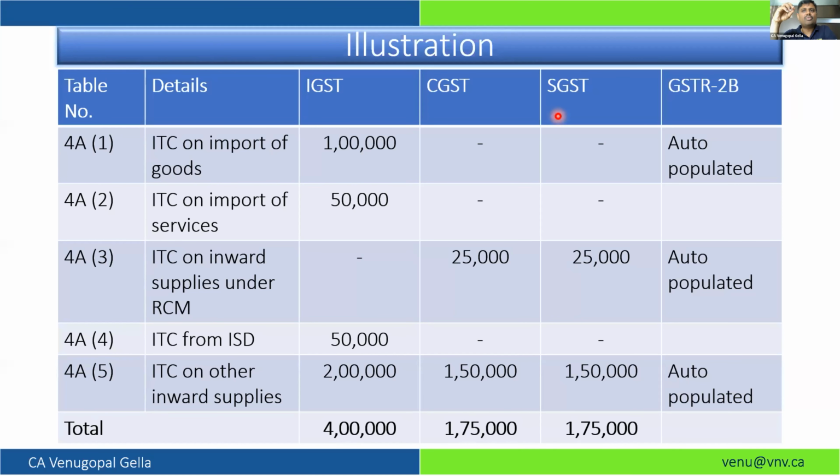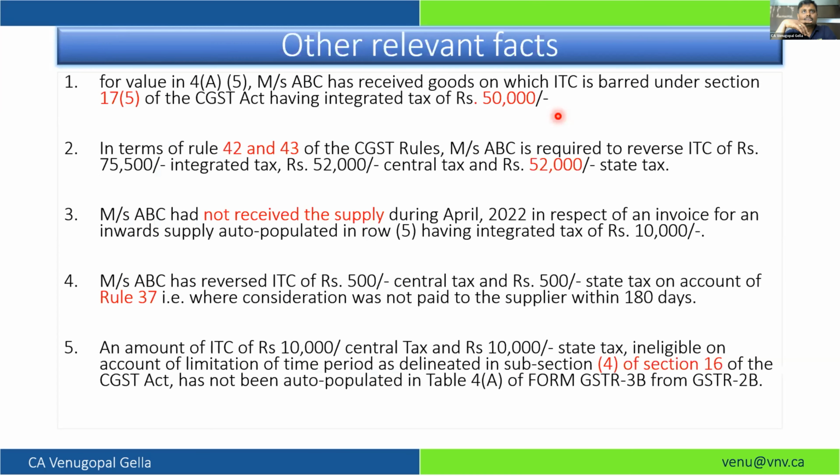Various scenarios is what we are going to see. Next slide. Scenario 1: your 4A5 has a value of some items which you have purchased, which is barred under section 17 subsection 5. You have purchased some items which have been barred under 17 subsection 5. So what will you do? This credit will continue to be in 4A5.